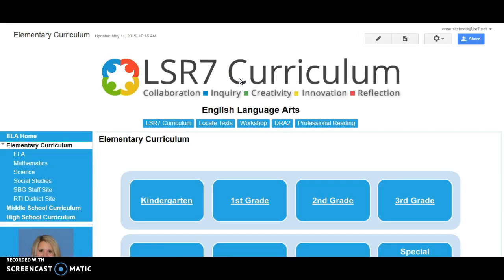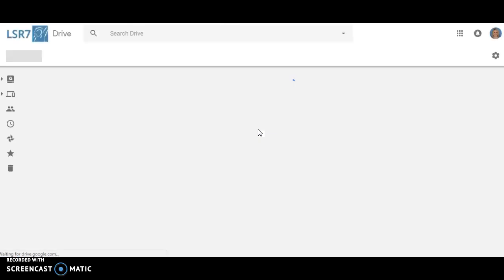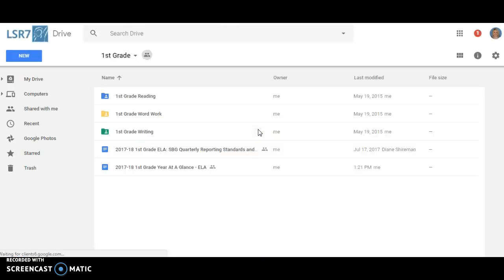When you open the elementary ELA curriculum page, as in the past, you will notice grade levels. Find your grade level and open your grade level to access all of the documents that you will need throughout the school year. We're going to go ahead and look at first grade as an example today.